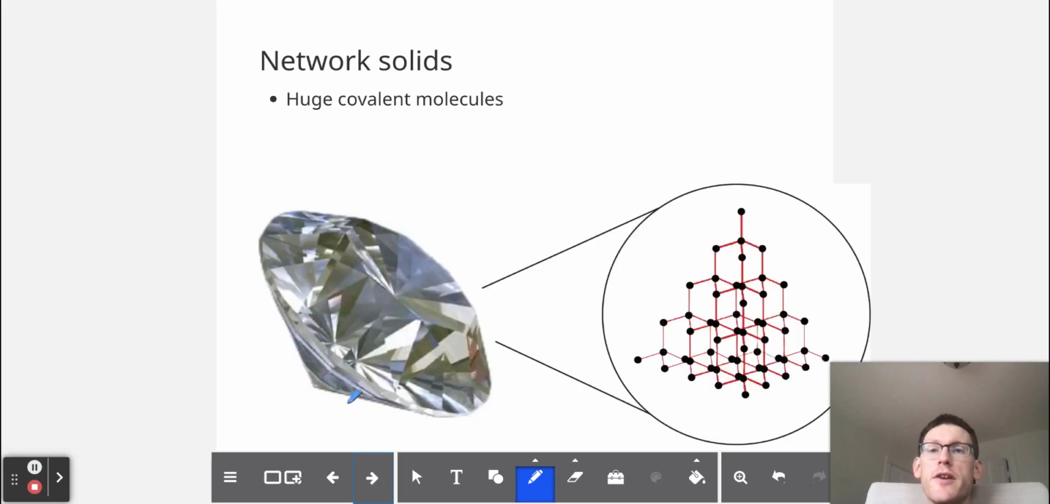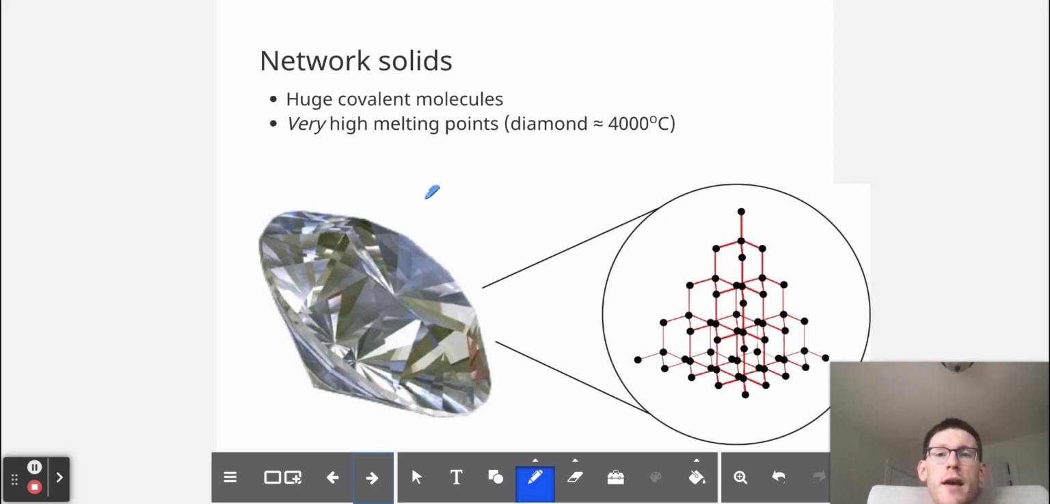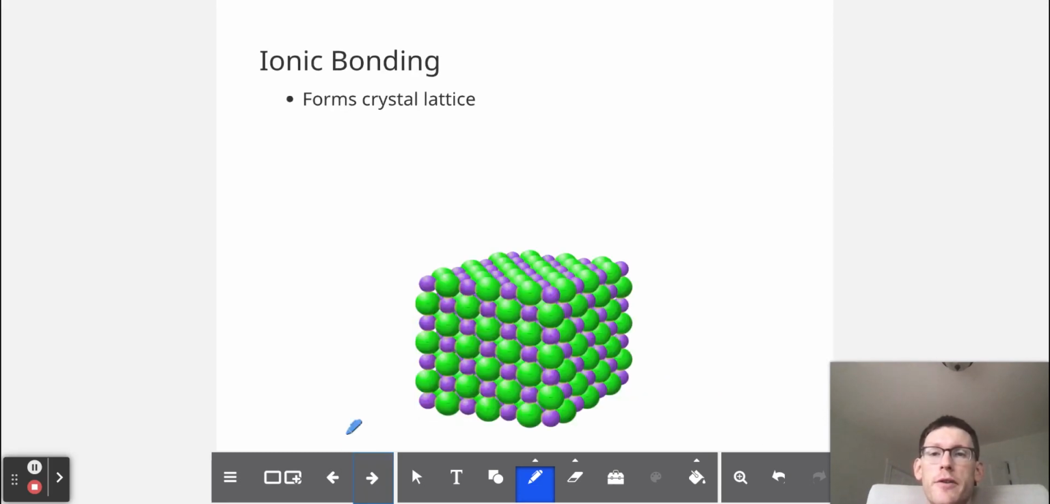Next, we have network solids, which are huge covalent molecules. You can't really tell them from the molecular formula. However, if you see a very, very high melting point from a covalent compound, that typically indicates a network solid. Case in point, diamond, which melts at about 4,000 degrees Celsius.